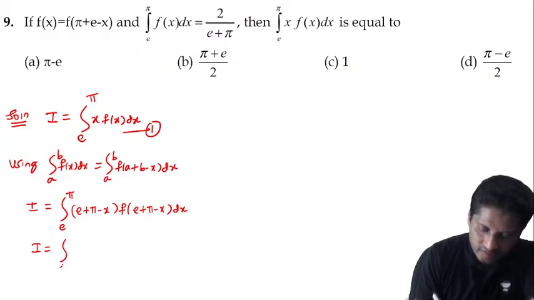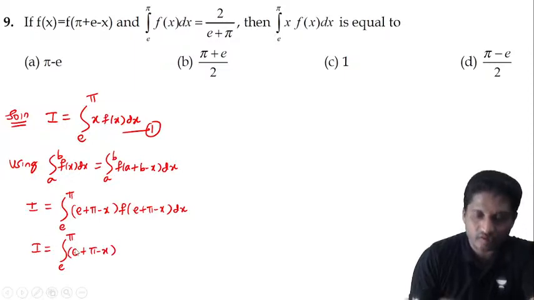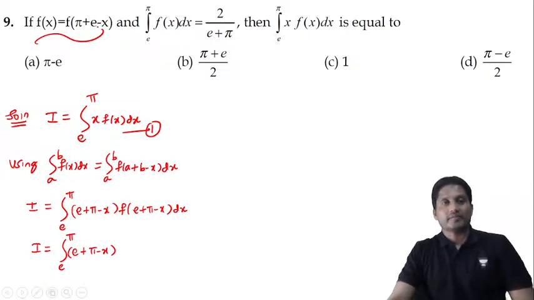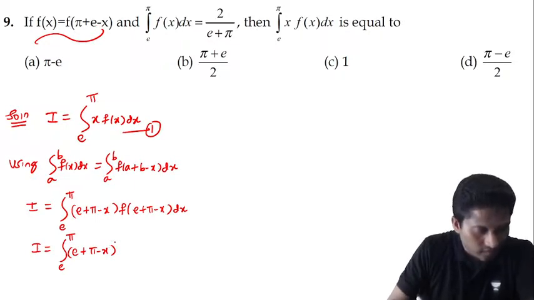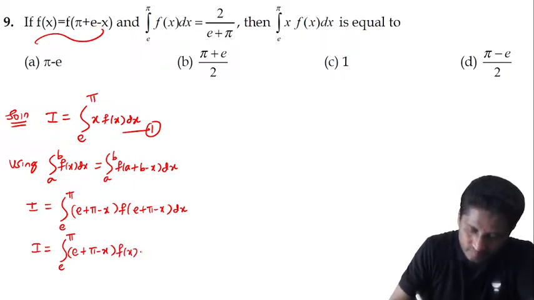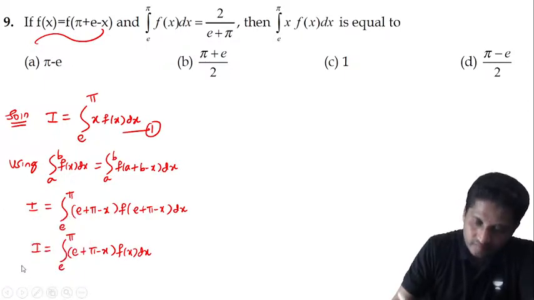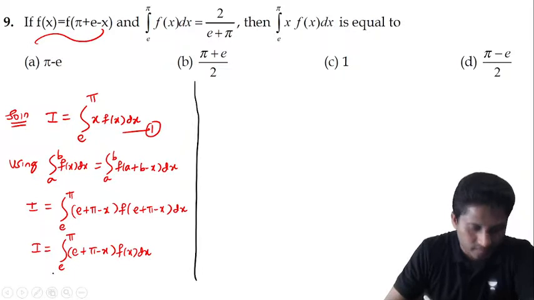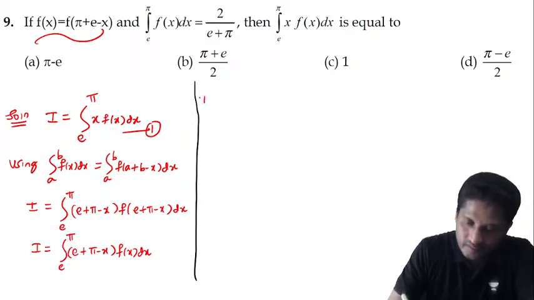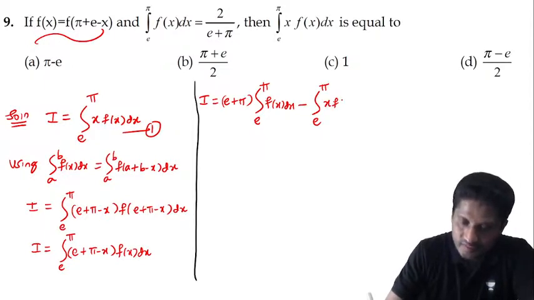I is equal to the integral from e to pi of f of e plus pi minus x. It's already given in the question: f of e plus pi minus x is equal to f of x, dx. Now if I expand this, I is equal to, if I multiply this, e plus pi is a constant so it comes out, the integration from e to pi gives f of x dx, and the integration from e to pi gives x into f of x dx.